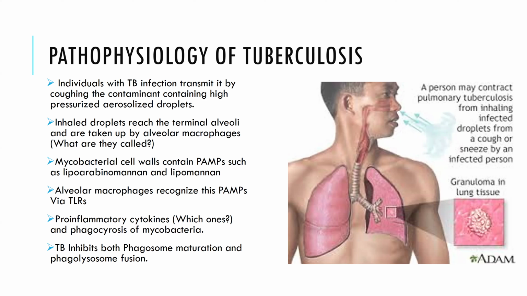It's common in developing nations, and it's something that you'll see in the world, and you have to know everything about it. Individuals with TB infection transmit it by coughing, which contaminates the air with highly pressurized aerosolized droplets. That's very important. These droplets are inhaled and reach the terminal alveoli, and they're taken up by the alveolar macrophages. There's a name given for tissue macrophages in the lung. You need to know them.